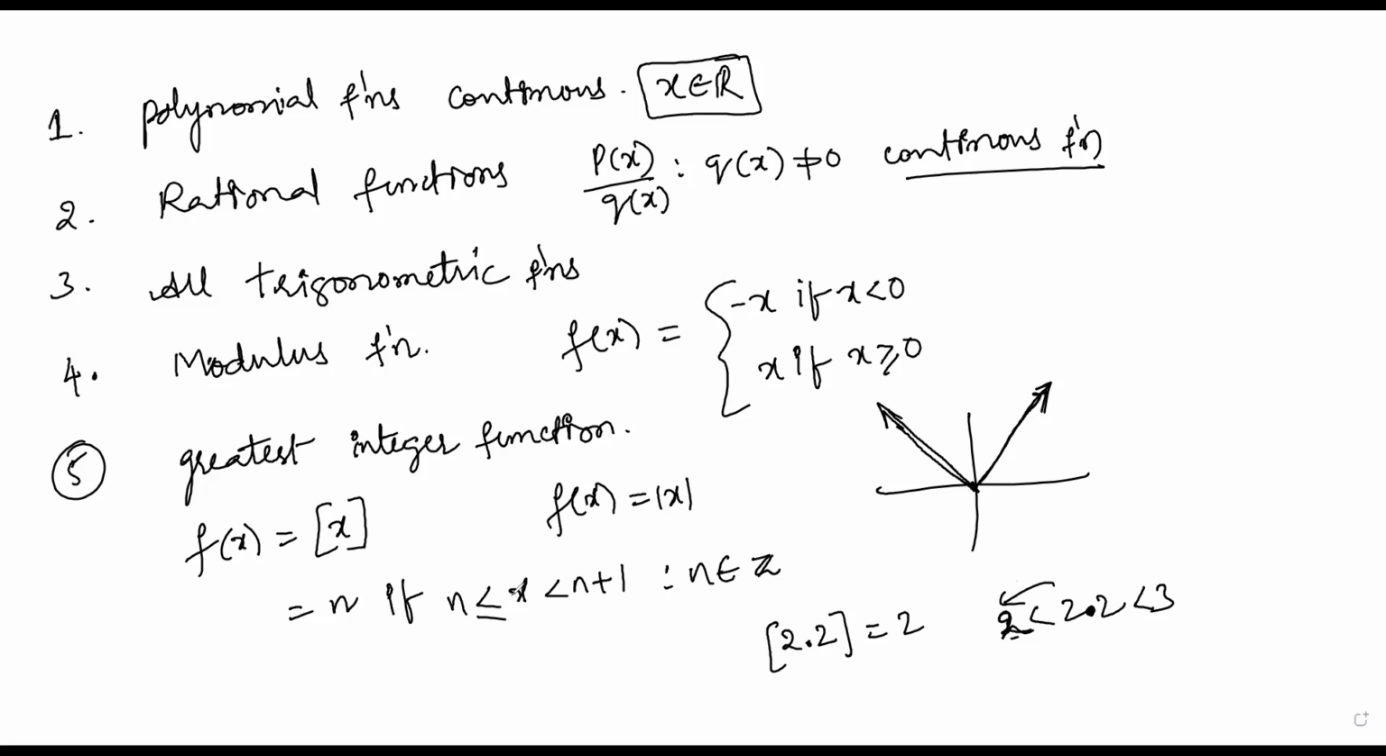If x lies between n and n plus 1, then we take n. Sometimes it is minus 5.2. That gives minus 6. Why? It lies between minus 6 and minus 5, so you have to take the left number. So is this a continuous function?